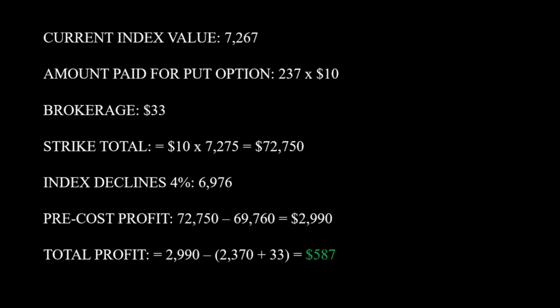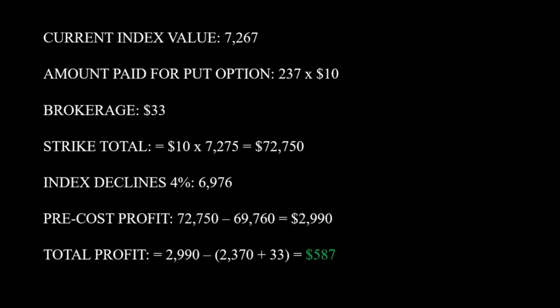Now, let's say that there was a market or an index decline of 4%, a broad decline, and that resulted in, in point terms, a 6,976 point ASX XJO index at the time of the expiration, which is December 2021. Now, the pre-cost profit, if you were to see a decline, as I mentioned, from the $72,750 strike to the current market value, the $69,760, is roughly $2,990. That's what you would receive if you were to ignore the premium and the cost of establishing the contract, or what we call the brokerage, or taking on that contract, I should say.